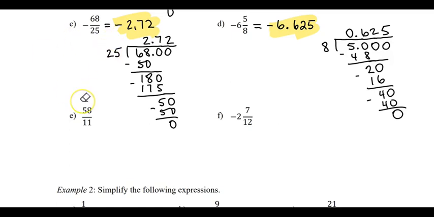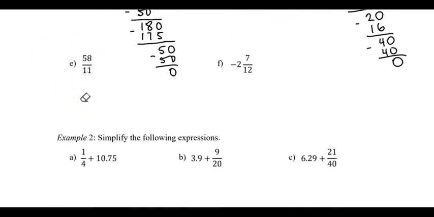All right. We have a couple more problems to go through. All right. So we have 58 divided by 11. So let's go ahead and set up that problem. So maybe I'm going to start right here. 58 divided by 11. All right, so 11 goes into 58 4 times.